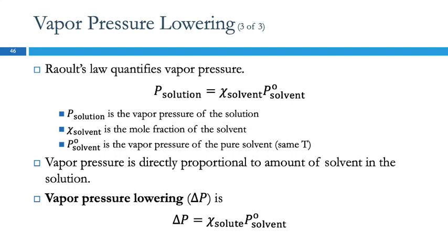So the vapor pressure of a solution is lower than that of the pure solvent. Raoult's law quantifies this. We can calculate the vapor pressure of a solution if we know the mole fraction of the solvent and the vapor pressure of the pure solvent. Notice this is mole fraction of solvent. So if this was pure solvent, what would its mole fraction be?